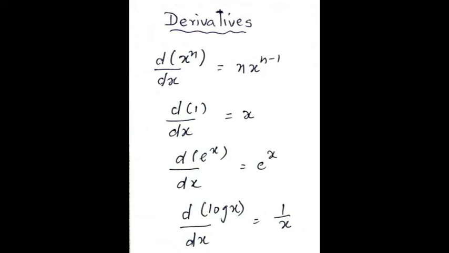First we'll see some important derivatives. Derivative of x raised to n is equal to n x raised to n minus 1. Derivative of 1 is equal to x. Derivative of e raised to x is equal to e raised to x. And derivative of log x is equal to 1 upon x.